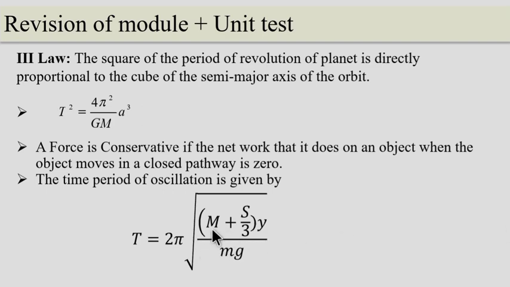Here m is the external mass added to the spring, s is the mass of the spring, and y is the extension produced when you add this mass, which shows how the extension takes place in the spiral spring, g is the acceleration due to gravity, and the mass is used to oscillate the spring.